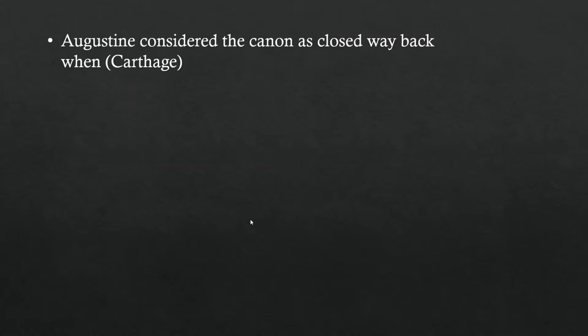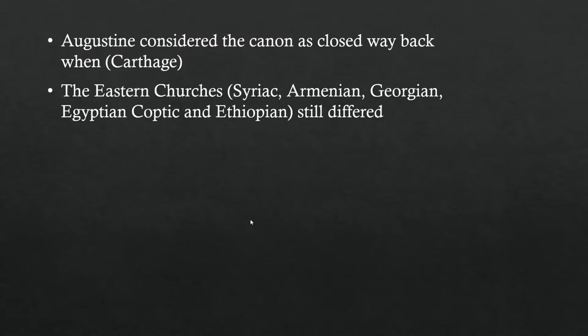Okay, Augustine considered the canon closed way back in Carthage. Even if you accept this position, that Augustine was right and that it was the be-all and end-all, the Eastern churches didn't agree. And they still differ to this day about what's canonical. But us, in the Latin, narrow-minded West, forget about this. We're so interested in our scholarship and our canon that we forget that others still do not share this with us.